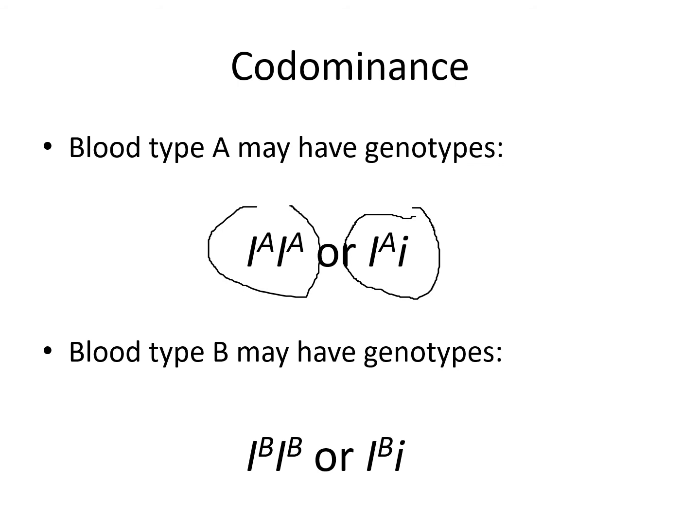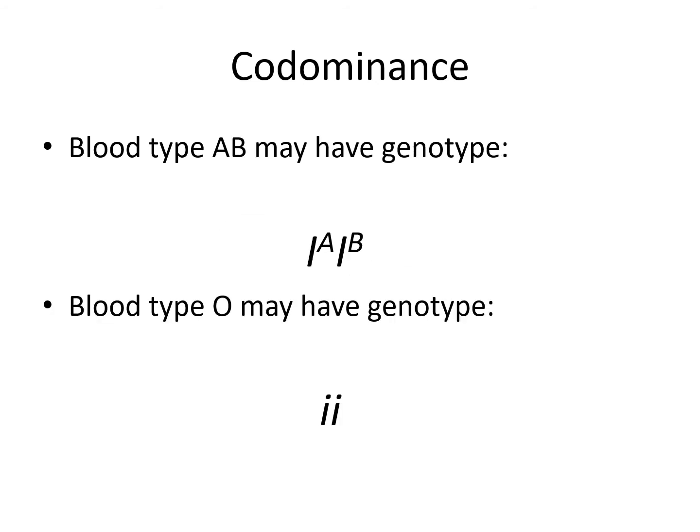Likewise, blood type B also has two genotypes. It can be I B I B, which is going to express the B antigen, or I B little i. Just like up here with A, this will be expressed as the B antigen. So for blood type A and blood type B, there are a total of 4 different genotypes. Now, what if you have I A, I B? Since they both equally express, you express both. And this is how you obtain blood type AB.